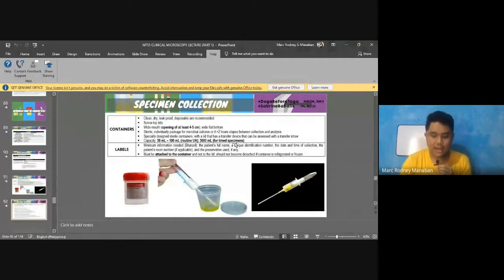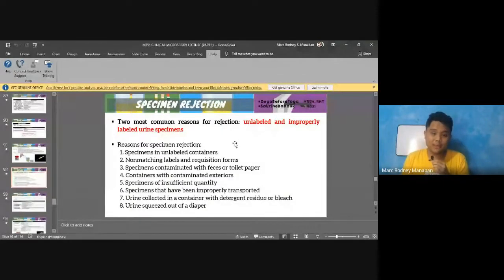Now, again, what are the reasons for specimen rejection? You already know that, of course. The most common reasons why we reject specimens in the ClinMic laboratory for urine is unlabeled and, of course, mislabeled. So, unlabeled specimens meaning there is no label at all, and mislabeled meaning the label is wrong.